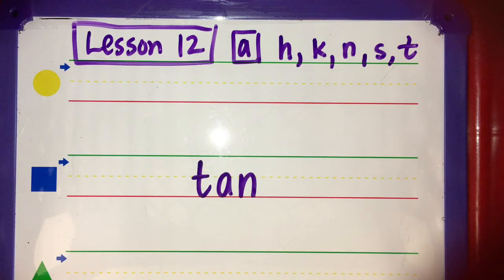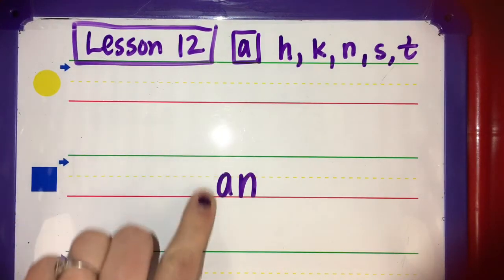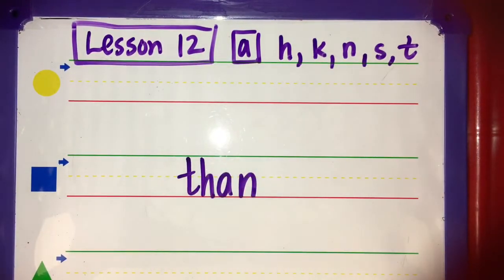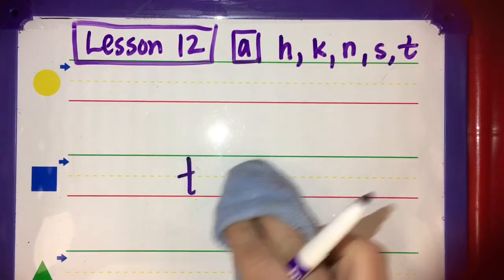Now we're going to add one letter. Instead of the word tan, we're going to have the word than. I'm going to be adding one letter. I'm going to move the T over, and I'm going to add an H. Than. If you were to say, she rode faster than the boy did, you would use that word than. T-H-A-N.